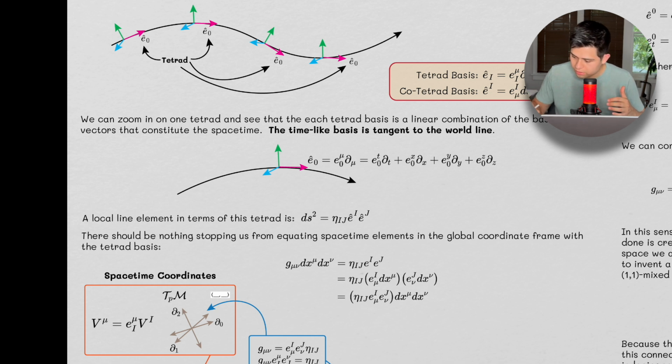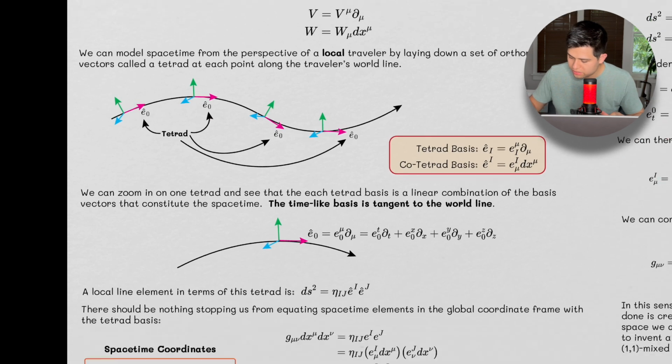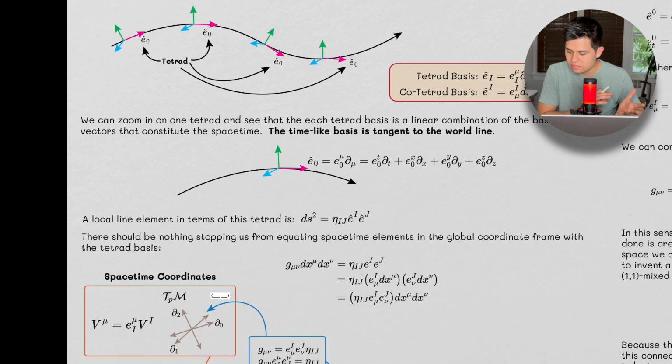We can zoom in on one of these tetrad bases. Suppose we're zooming in on this one here, and we see that each tetrad basis is a linear combination of the basis vectors that constitute the space-time. The time-like basis is tangent to the world line, and I've highlighted this because it's important.